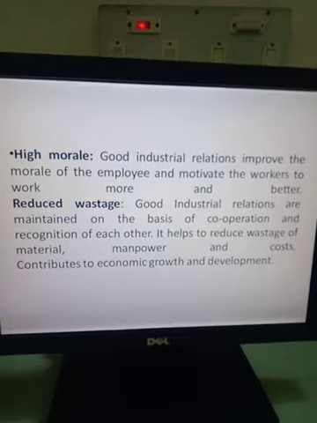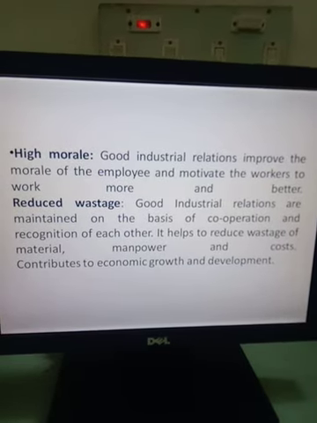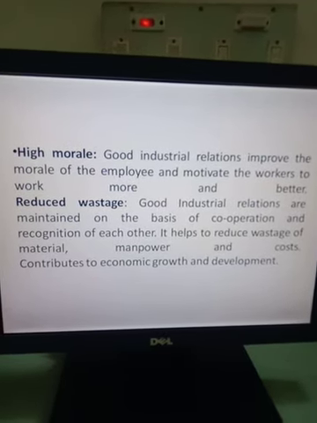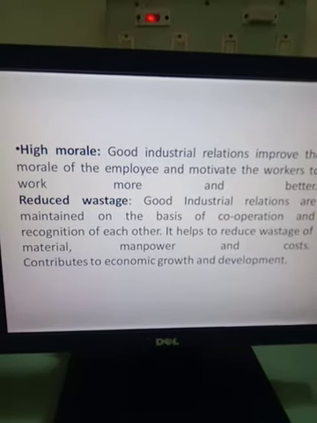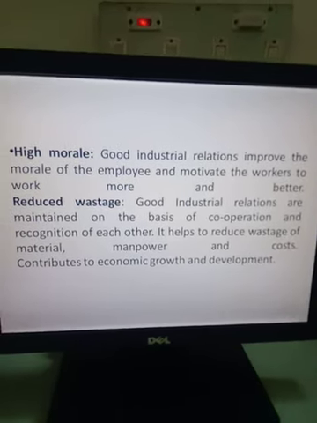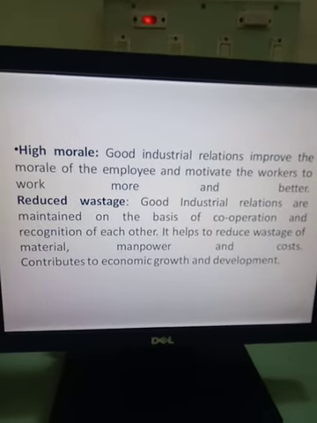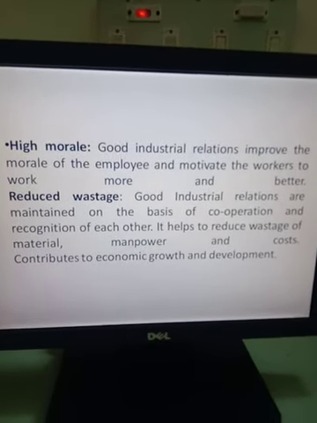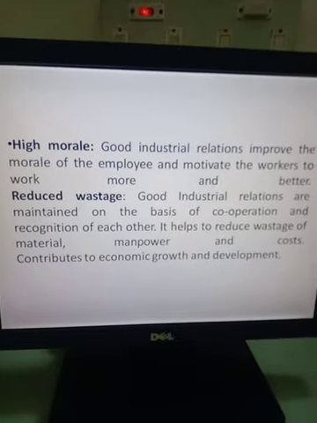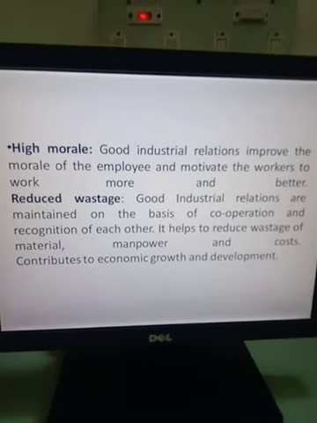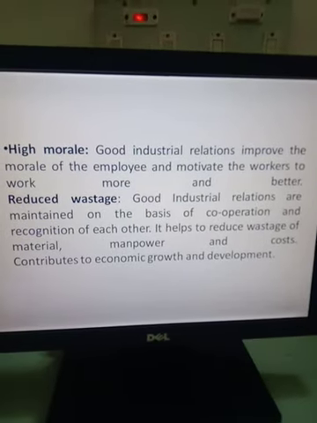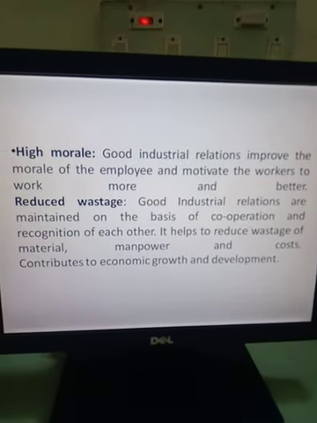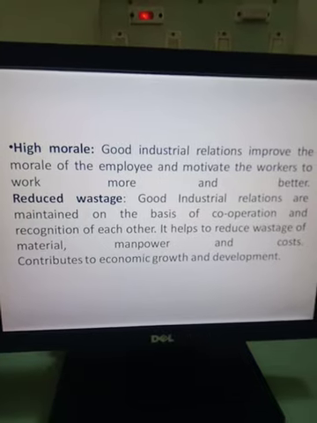But if you are not doing all the work, what will happen? We will not get good marks. Like that, when we are ready to do any work, we have to maintain the time and do our work and live better. So when we are doing these things nicely, then we will be a good employee. So good industrial relations improve the morale of the employee and motivate the workers to work more and better.